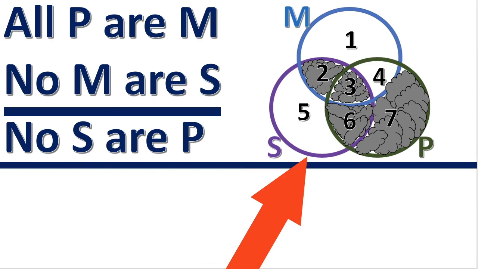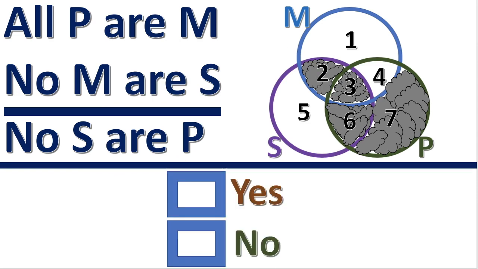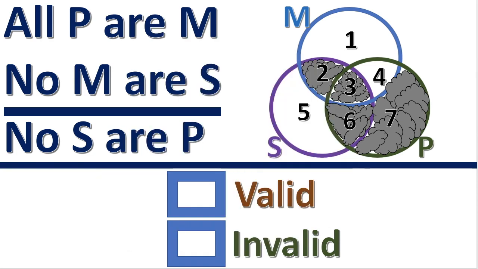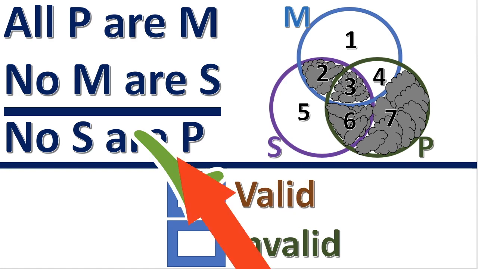Now, does the diagram support the conclusion? Press pause if you need to. The answer will appear in 3, 2, 1. Ding! Yes. Now, since the diagram does support the conclusion, is the syllogism valid? Press pause if you need to. The answer in 3, 2, 1. Ding! The syllogism is valid because the diagram supports the conclusion.